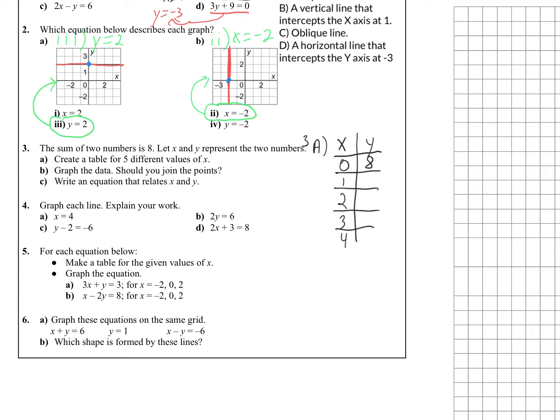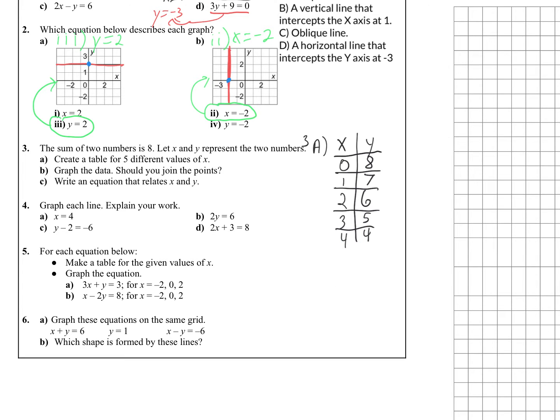And the same thing for the next one. If I have 1 and I want to equal 8, 1 plus what equals 8? So it would be 1 plus 7. Now for the next one, if I have 2 and I want to equal 8, I have to add 6. If I have 3 and I want to equal 8, I have to add 5. And if I have 4 and I want to equal 8, I have 4. So here we have a table of values, and now we have our coordinates: 0, 8; 1, 7; 2, 6; 3, 5; 4, 4.